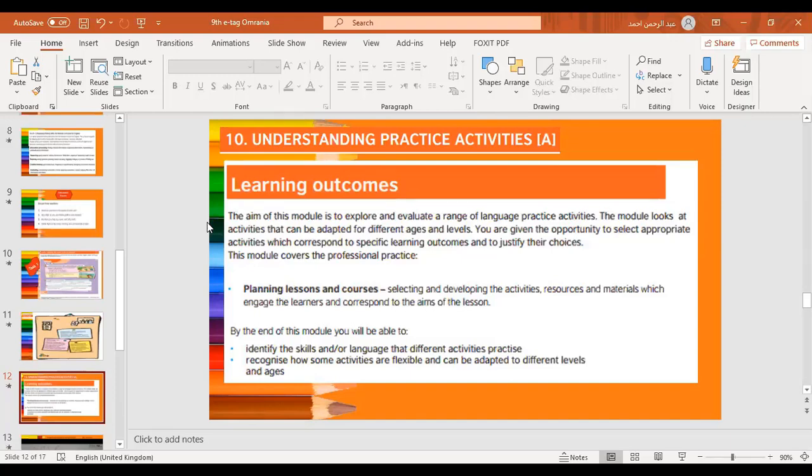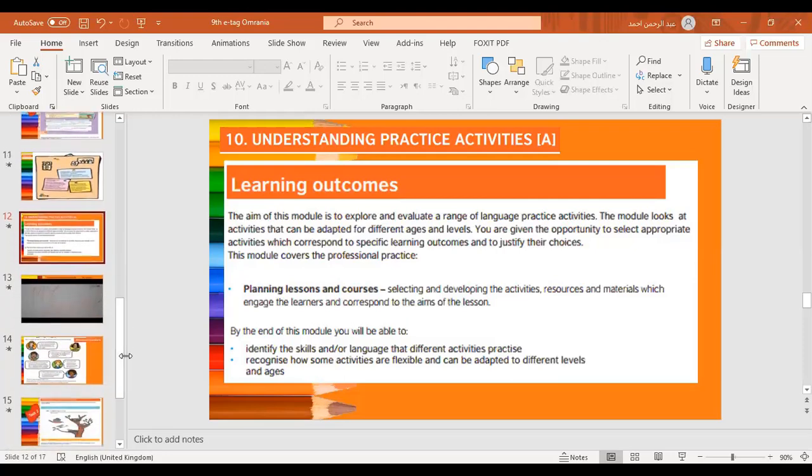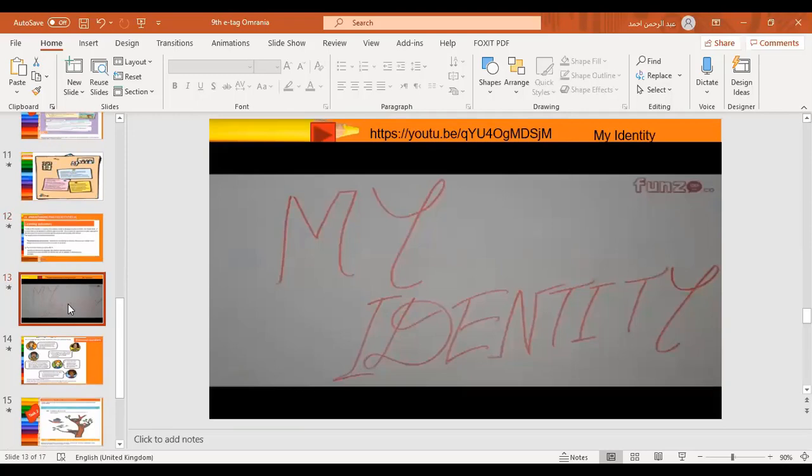The learning outcomes of this part are: by the end of this module, you will be able to identify the skills and language that different activities practice. Number 2, recognize how some activities are flexible and can be adapted to different levels and ages, so you can apply these activities from grade 1 to grade 12. Right, let's move to the next slide. Here is a small video about my identity. Please watch it carefully and we will have a small discussion about it.